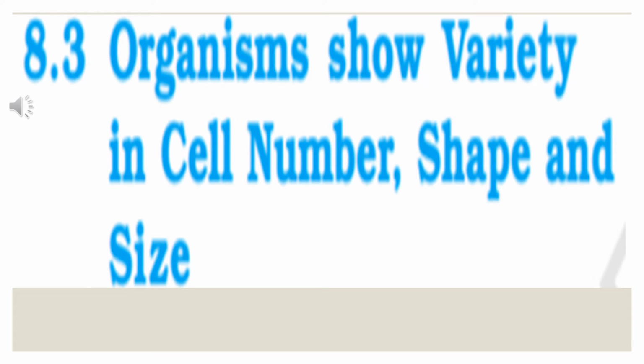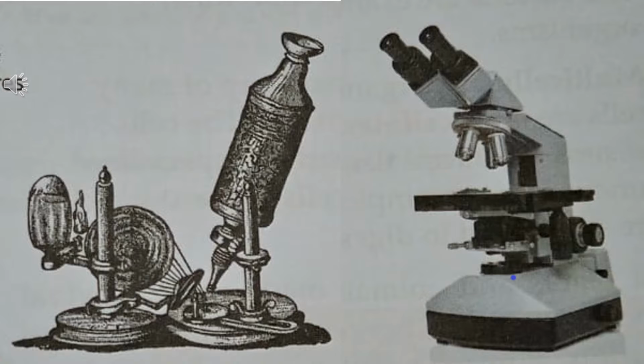Our next topic is that organisms show variety in cell number, shape, and size. How do scientists observe and study living cells, children? They use microscopes, which magnify objects. Stains are also used to color parts of the cell to study their detailed structure. These pictures show the different microscopes, children: the traditional microscope and the modern microscope.